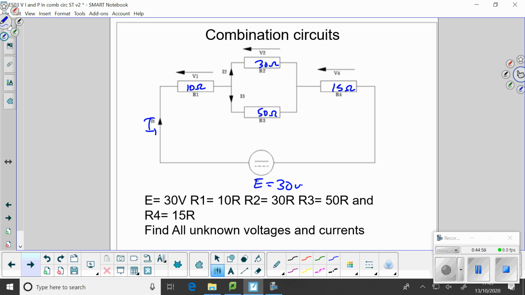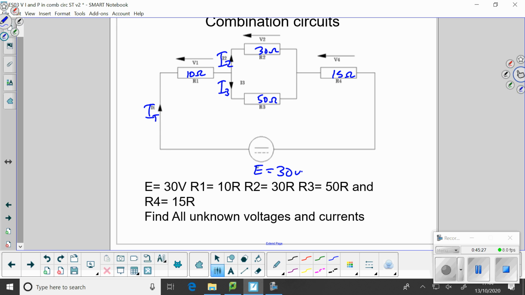We've got a current IT flowing there. We don't know that yet. And we've got two currents here, I2 and I3, split through the resistors R2 and R3. We've got a mixture of series and parallel. It says find all the unknown currents and volts. So it wants you to find IT, I2 and I3 and the volt drops V1, V2 and V4 across them. Bearing in mind these two are in parallel, the voltage V3 is equal to whatever V2 is, because those two are in parallel. Everyone happy with that?